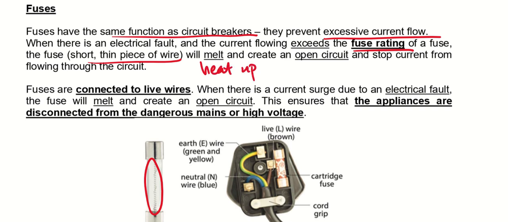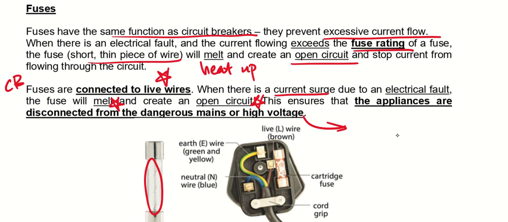When there is excessive current, it heats up and will melt. You will then create an open circuit, same thing like your circuit breaker, and stop the current from flowing through the circuit. Now, like the circuit breaker, the fuses are connected to live wires. When there's a current surge due to an electrical fault, the fuse will melt and create an open circuit, and this will ensure that appliances are disconnected from the dangerous mains or high voltage.